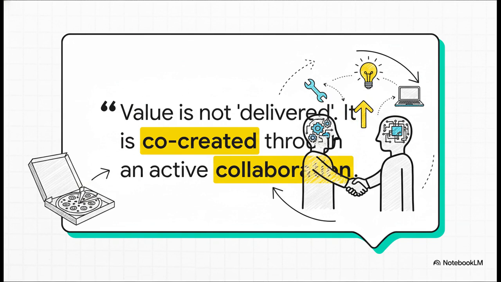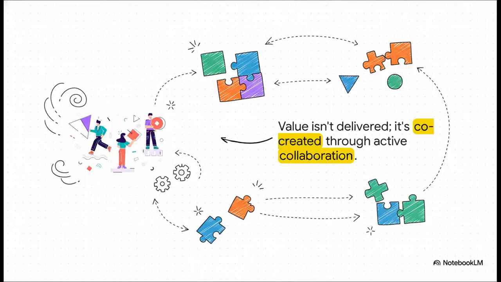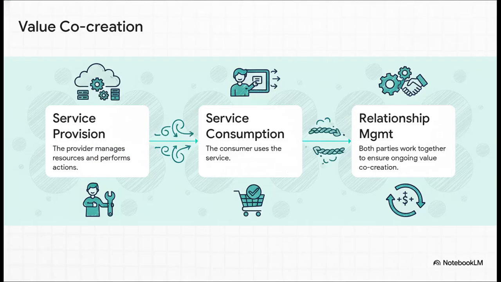The provider brings the tools, and the consumer uses those tools to get their job done. This visual really captures the whole idea perfectly. Value isn't some pre-made thing in a box that you just hand over. It's more like a puzzle that the provider and the consumer put together as a team. Each side brings different pieces, and through an ongoing relationship, they create the final picture. This partnership is really built on 3 key activities. On one side, you've got service provision.